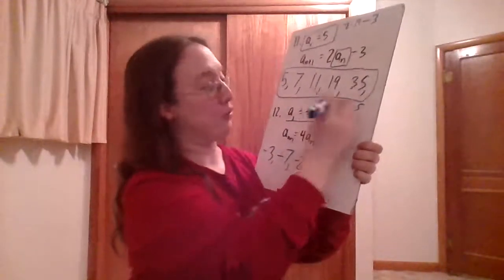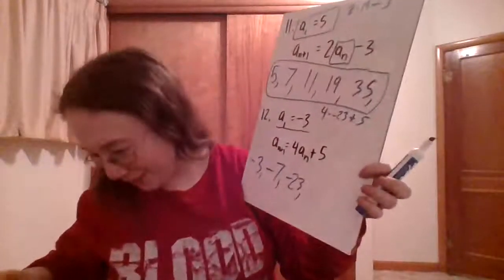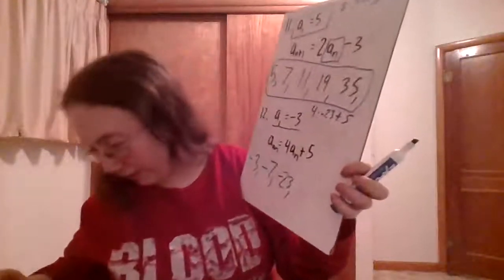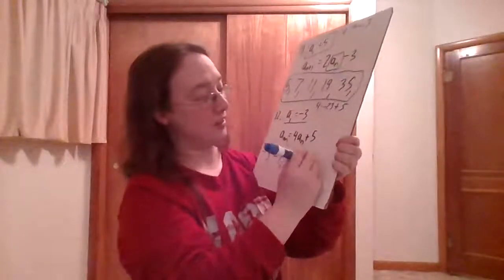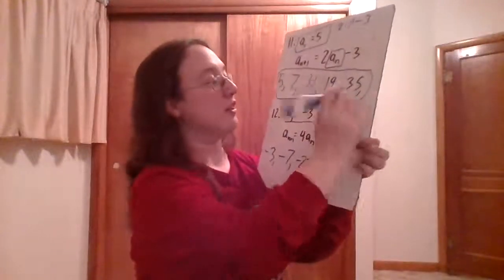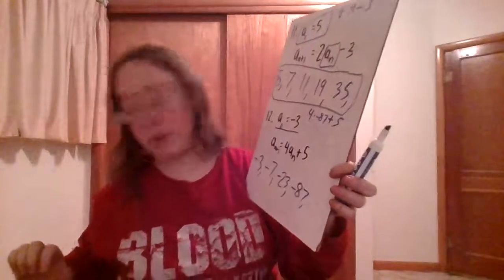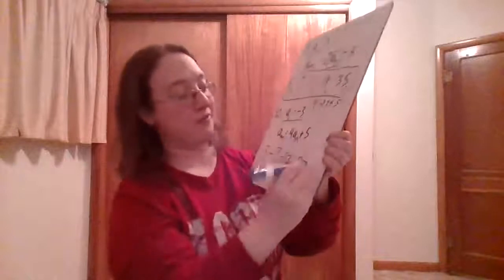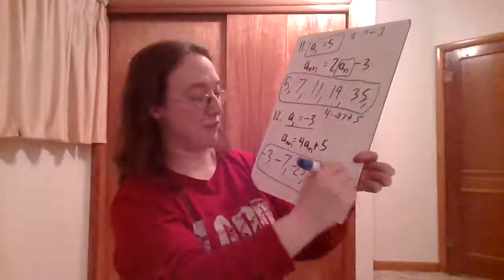And now we're plugging in -23. 4 times -23 is -92, plus 5 gives you -87. And one more, so we're plugging in -87. And 4 times -87 is -348, plus the 5 gives you -343. Alright, and those are your first 5 terms.